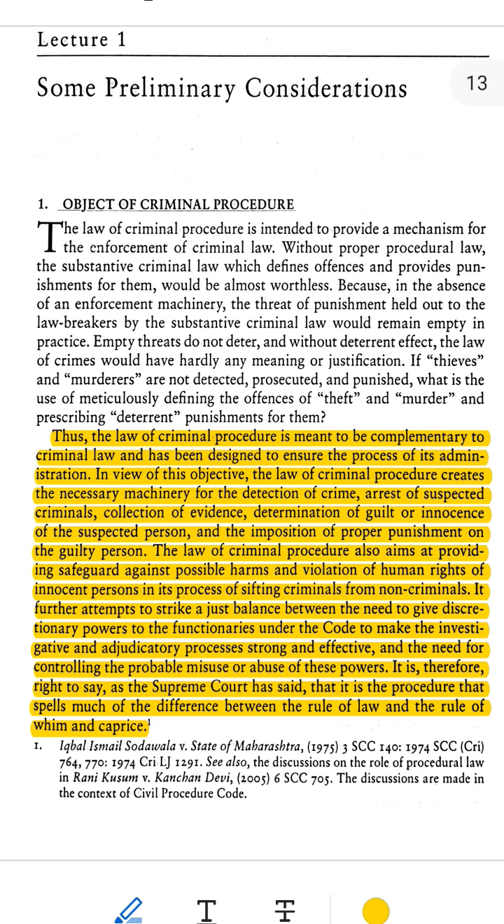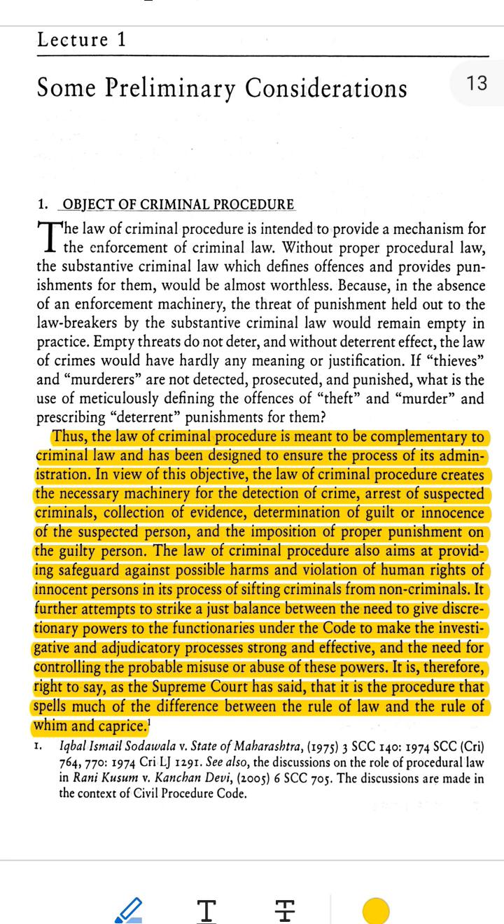For example, if someone steals money, criminal procedure gives clear steps to 1. Find out who stole the money. 2. Catch the thief. 3. Prove whether they stole the money or not. 4. Punish them if they are guilty.